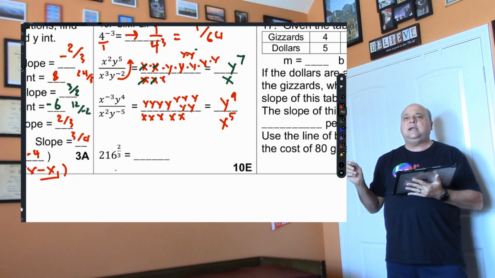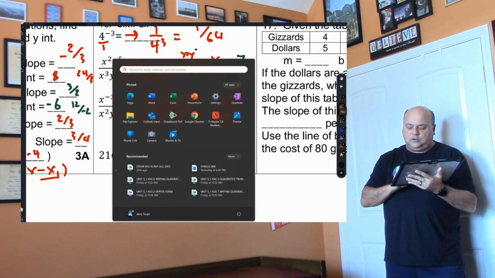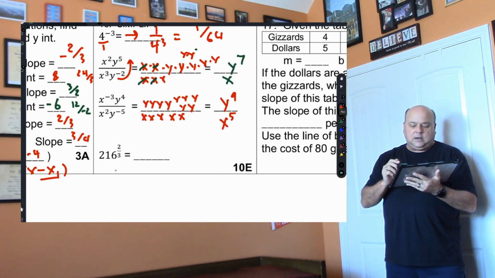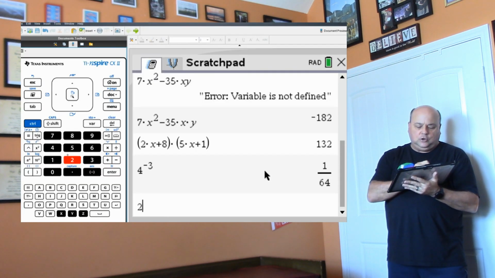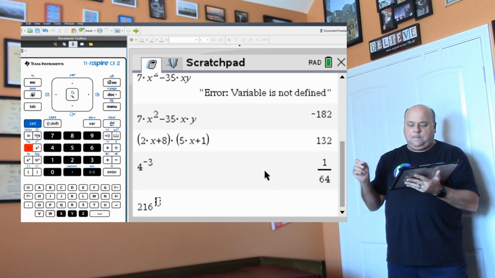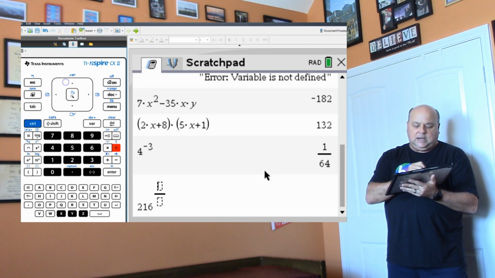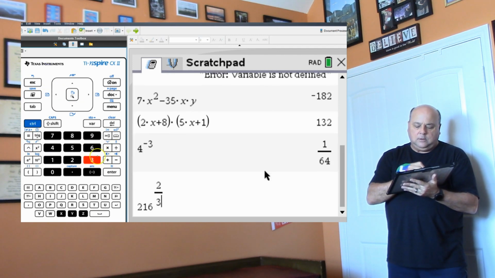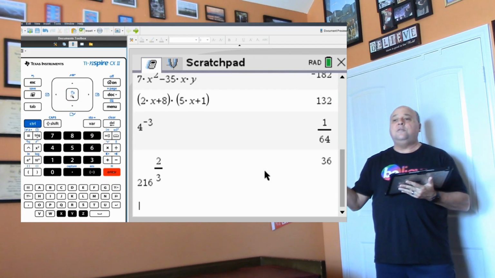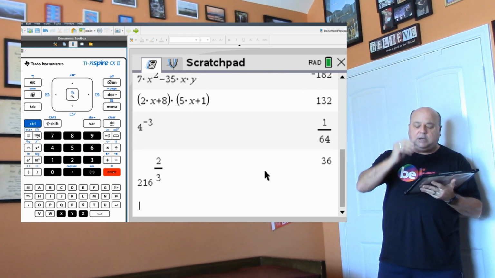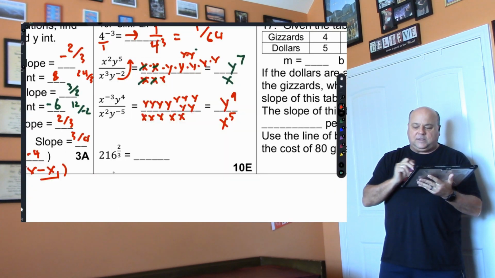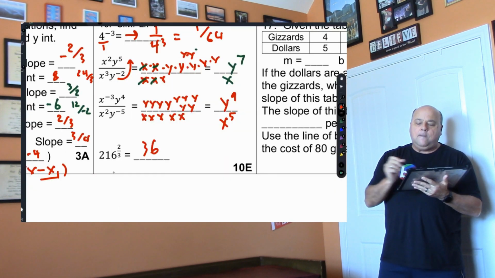And let's do the next one. This is just straight calculator. So 216 to the 2/3. So go to your calculator. Type in 216. Hit the up button and then hit Control Divide, and we want 2/3, don't we? Hit Enter, and we get 36. Don't worry about what the fractional exponent is. Just put it in. I will tell you that later, what that fractional exponent does.